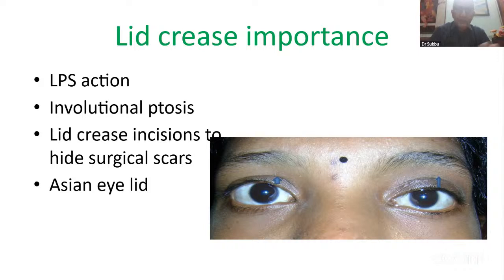Presence of lid crease means there is some action of the LPS. And in involutional ptosis, there will be multiple lid creases, and lid crease incisions, as I said already, are important to hide the surgical scars. And when we are making the incision, we have to make sure that in a normal person, in an Indian, we would like to create the lid crease in ptosis surgery. Whereas if I am dealing with an Asian eye, probably I should take most measures to prevent a lid crease in the Asian eyes.